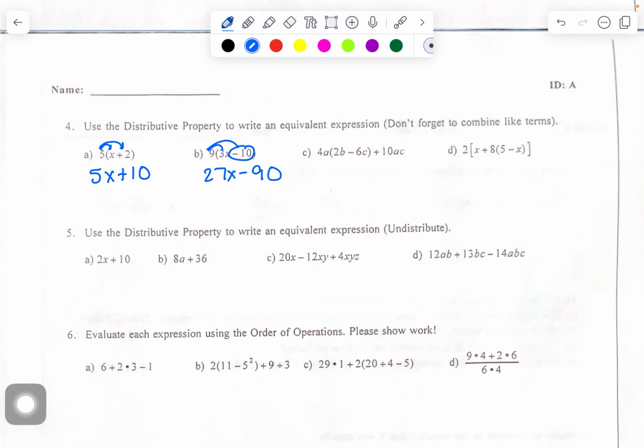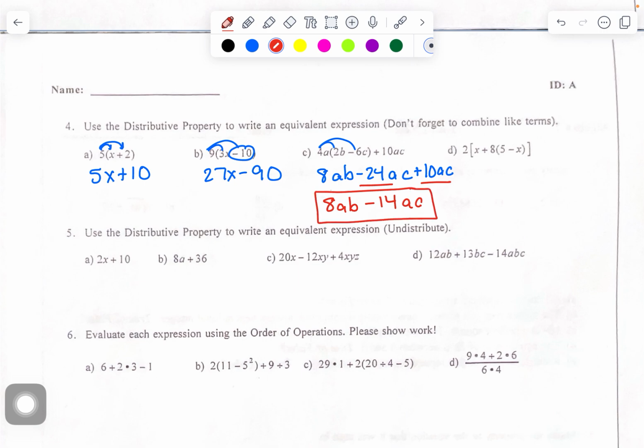And the next one, we're distributing both a letter and a number. So the 4 times 2 would make that 8, and the A just comes along with the B. The 4 times the negative 6 would be negative 24, and the A comes along with the C. We do not distribute to the 10AC because that is outside the parentheses, so we simply bring that down. But now we look to combine like terms. My like terms would be the negative 24 and the positive 10. So 8AB minus 14AC would be the simplified expression.